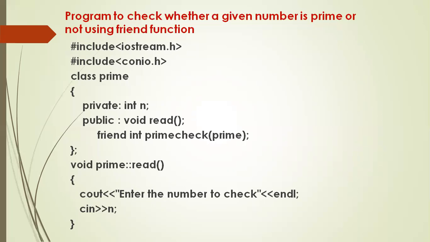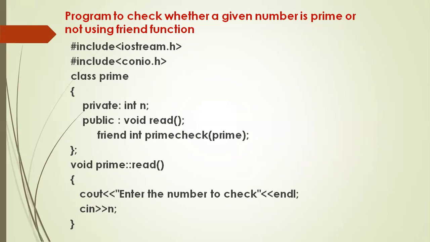And under public, I'm declaring two functions, void read. For the read function, I have not added the word prime, so it's a member function. The other function is prime check, which is the function name. Within that, you have to pass one argument, which is nothing but an object of that particular class. What is the class name here? Prime. So prime and friend int. The first function, read, is a member function, which comes under the category of function without any argument and without any return value.